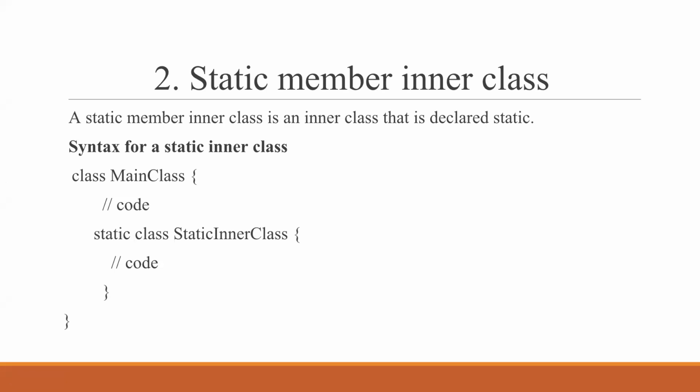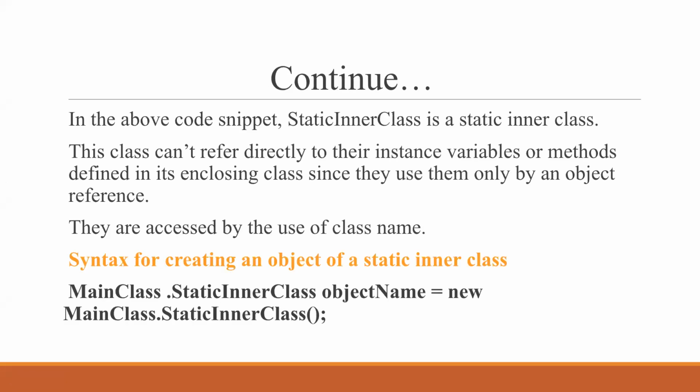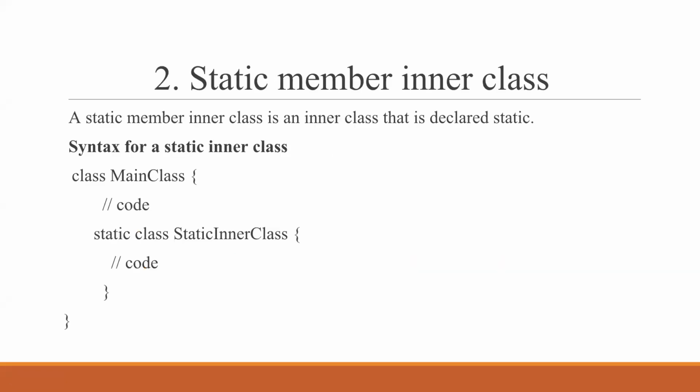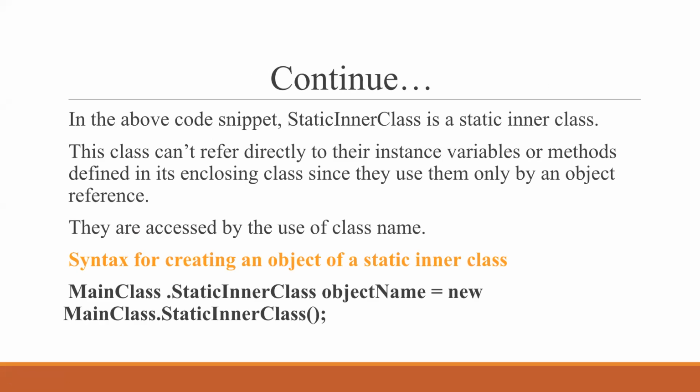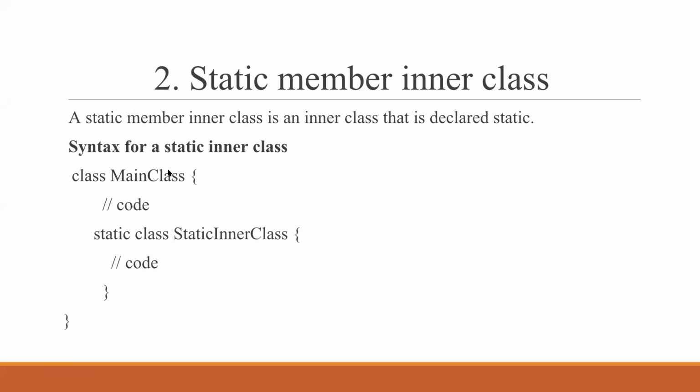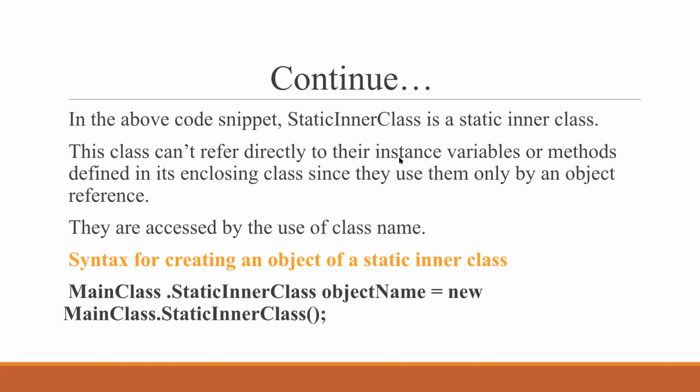Static inner class, and we are going to look at this in the code example snippet above. A static inner class is an inner class that is a static member. This class cannot reference directly the instance variables or methods defined in its enclosing class, since they can use them only by an object reference. So they are accessed by the use of the class name.